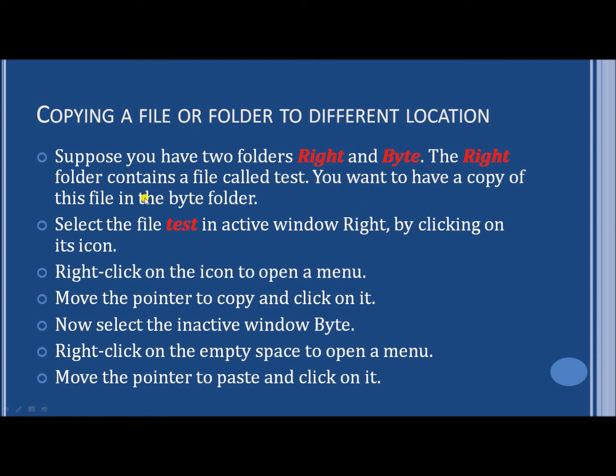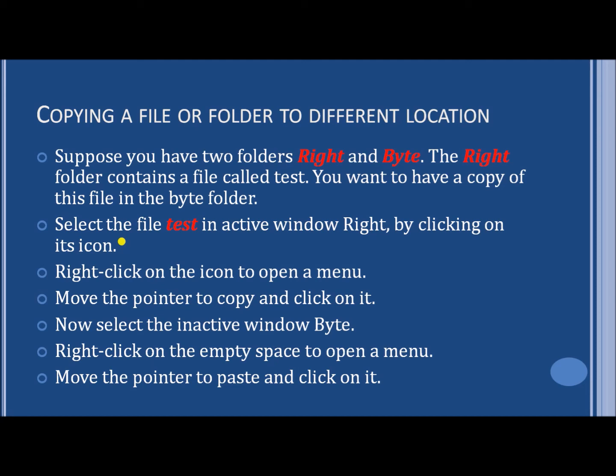You want to have a copy of this file in the byte folder. Now what I want is to have the copy of this file in the byte folder as well, because it is already in the write folder, and I want another copy of this test file in the byte folder. Now how will I do that, and how will you do that?